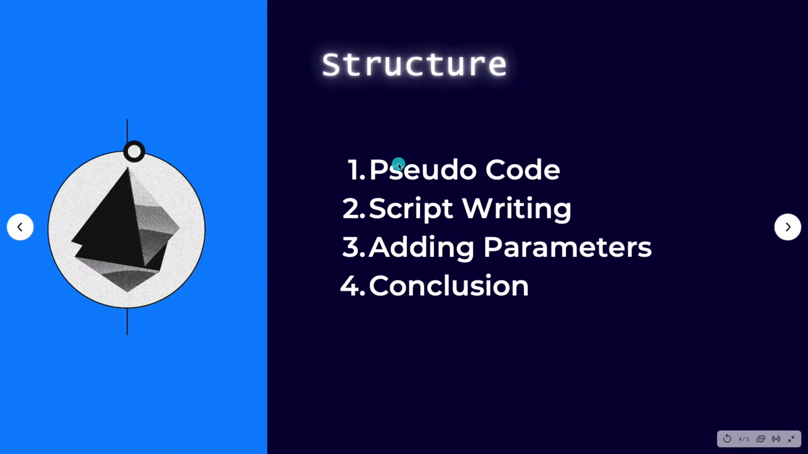The way we're going to approach this script writing is, the first thing we're going to do is write pseudocode. Pseudocode is a way of writing code without actually using code. It's basically a description in plain English or close to it. The second thing we're going to do is actually write the script and run it.